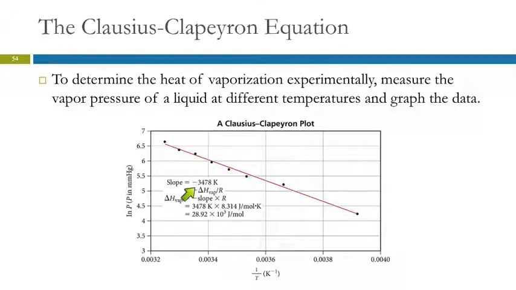The slope of this line is minus 3478 Kelvin. And from that, we can calculate the heat of vaporization. Here for R, we're going to use the value 8.314 joules per mole Kelvin, because that term will give us the units that we want, and we end up finding that the heat of vaporization is 28.92 times 10 to the third joules, or 28.92 kilojoules per mole. Any questions?